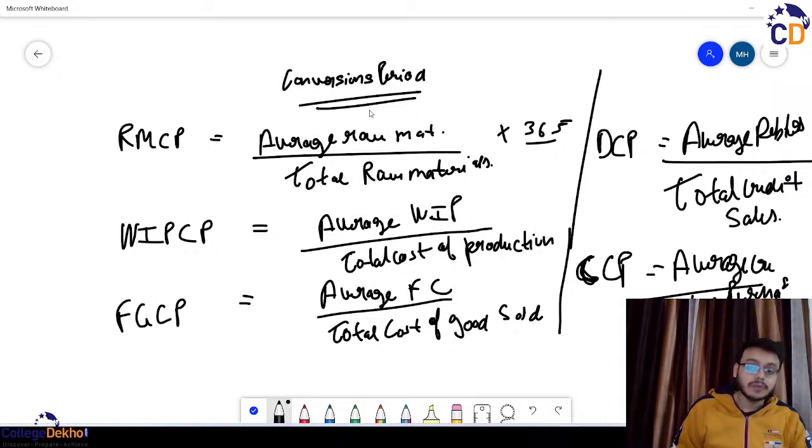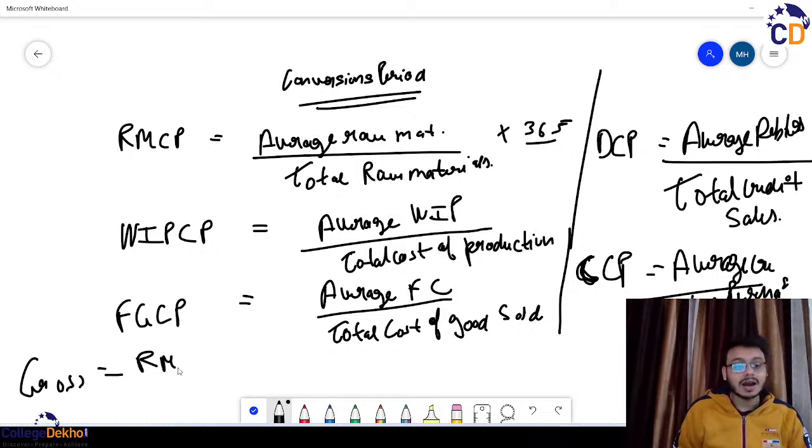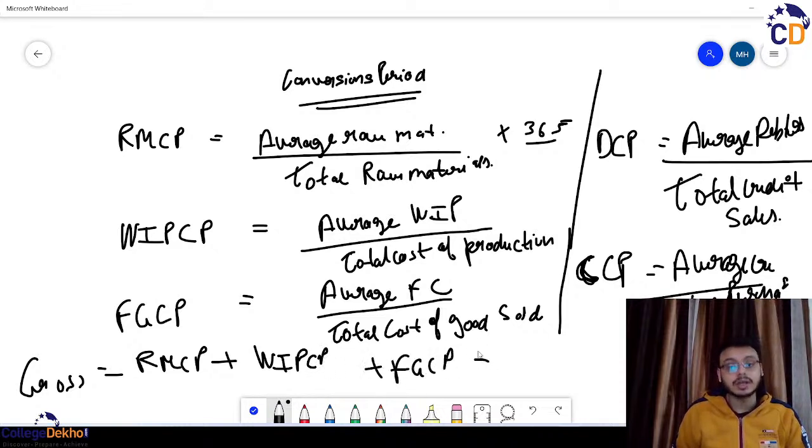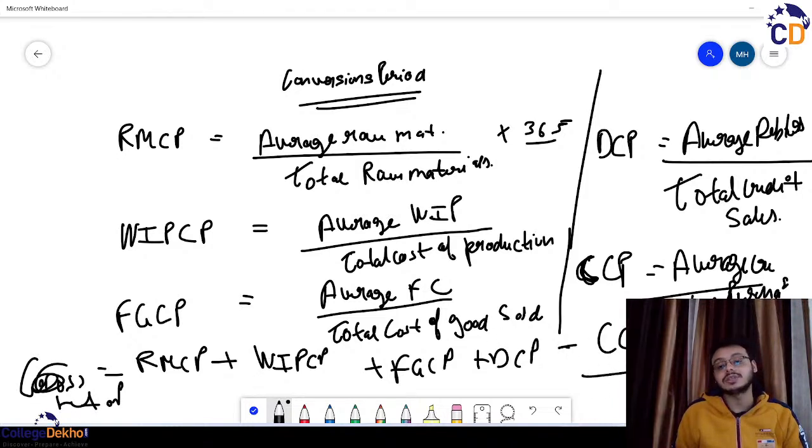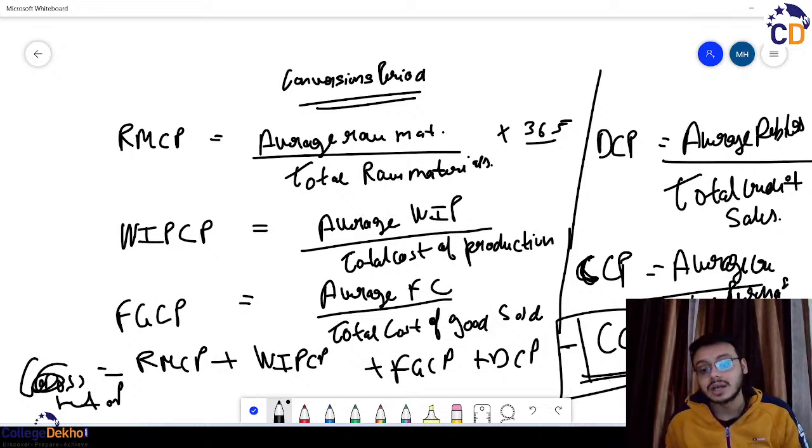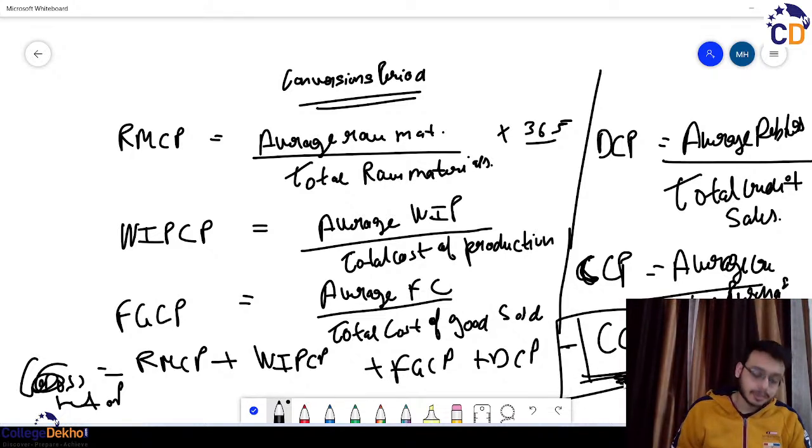So there are two things. One is the gross operating cycle and one is the net operating cycle. So what is your gross operating cycle? Your gross operating cycle is your RMCP, that is the raw material conversion period, plus the work in progress conversion period, plus the finished goods conversion period, plus the debtors conversion period. That is your gross operating cycle. And if you want to calculate the net operating cycle, subtract the creditors conversion period. And that is the thing you have to do. Subtract the creditors conversion period.